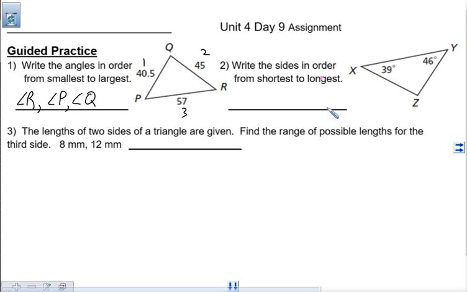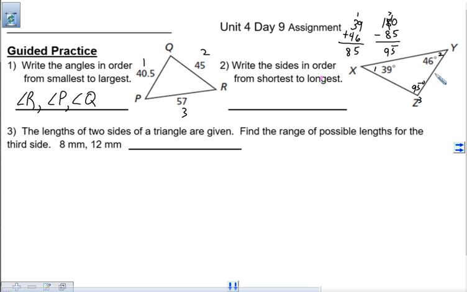Then on to the next one, we want to write the sides in order from shortest to longest, which means we need to find our missing angle. So again, add your two angles together and subtract, which you get from 180. We get 95 degrees. And then we need to order our angles in order from smallest to largest because we want shortest to longest. So angle X is our smallest angle, angle Y is our middle length angle, and angle Z is our longest angle.